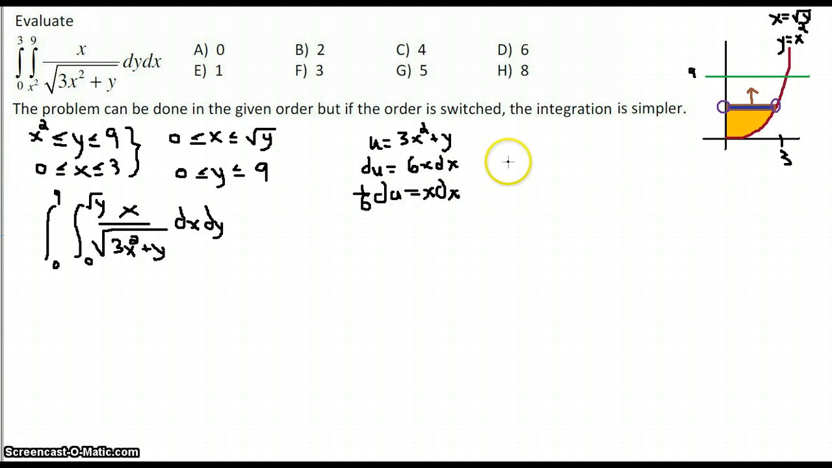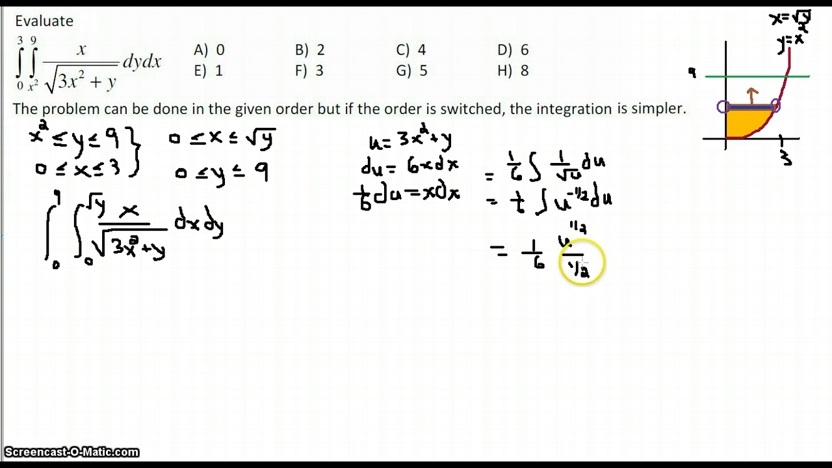So with that, we'll have 1/6 the integral of 1 over root u du. We'll treat that as u to the negative 1/2 power. The antiderivative of u to the negative 1/2 power, we add 1 to that, we get u to the 1/2 over 1/2. All of that is times 1/6. And divided by half, same thing as multiplying by 2. So we have 1/6 times 2 root u. Or these cancel to give you 3 root u. I'm sorry, 1/3 root u.